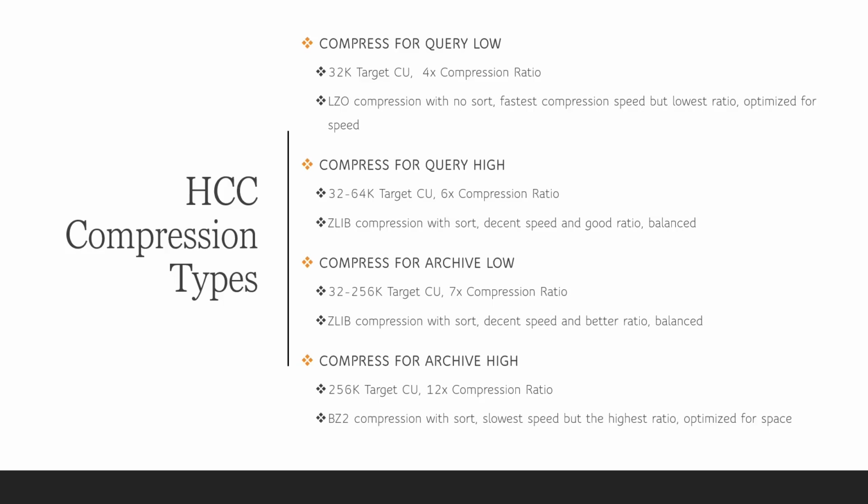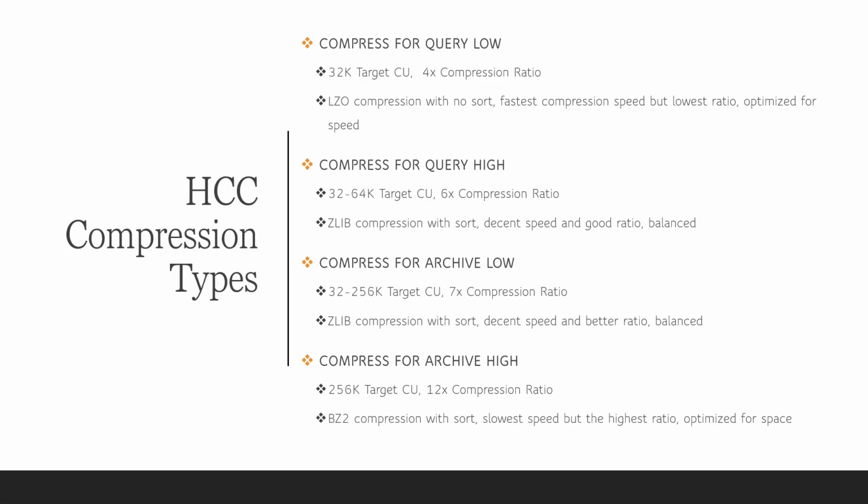The last option is archive high, which targets a 256 KB compression unit, which can yield up to 12x compression ratio. Here the compression algorithm is BZIP2, which takes a very long time to compress and decompress the data. So archive high is highly suitable for a very small amount of select operations and almost zero DML operations on the particular table. So this is a kind of tape storage that is very optimized for space-oriented data.